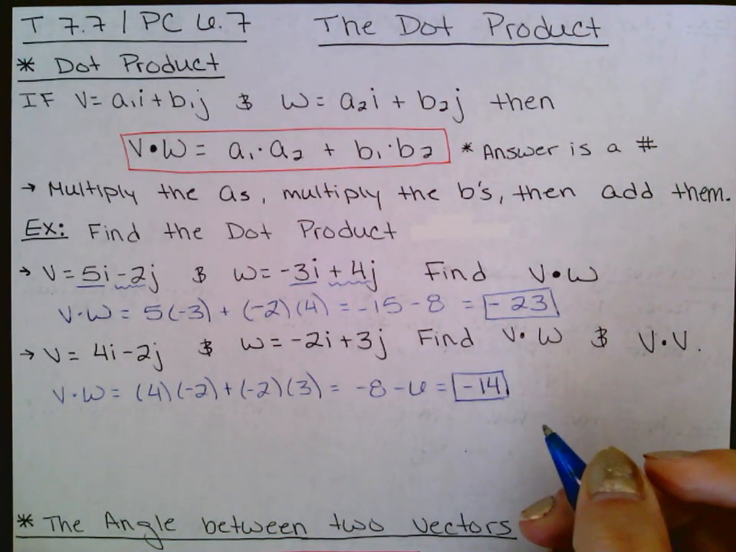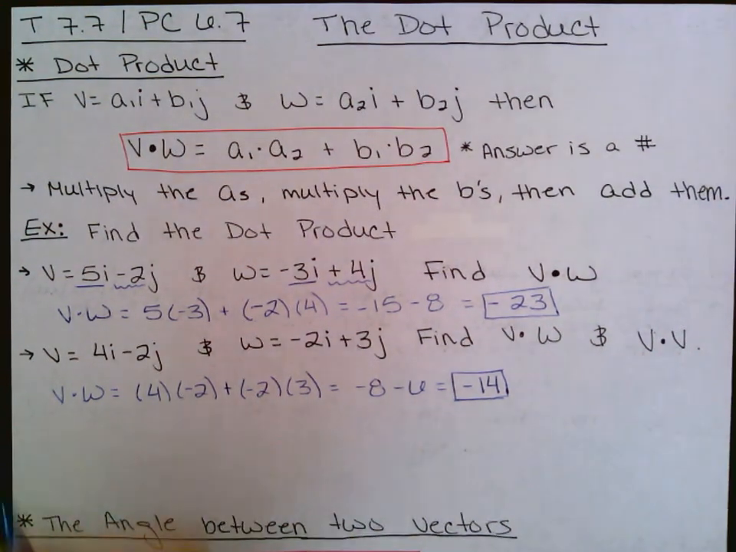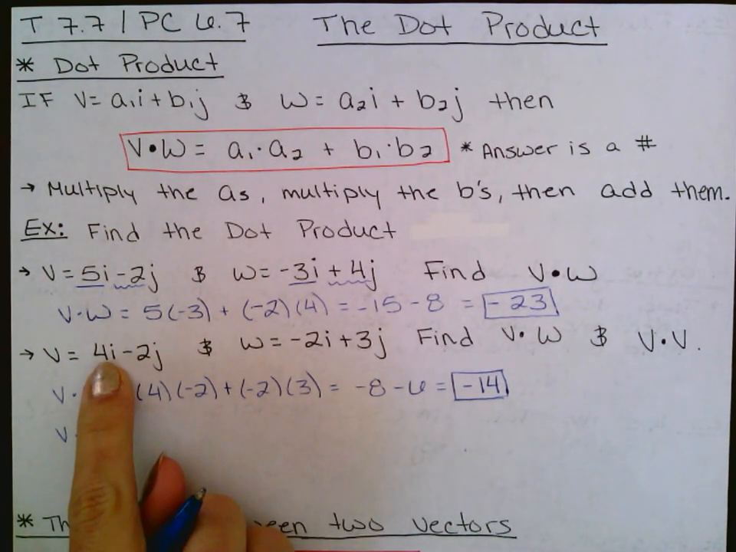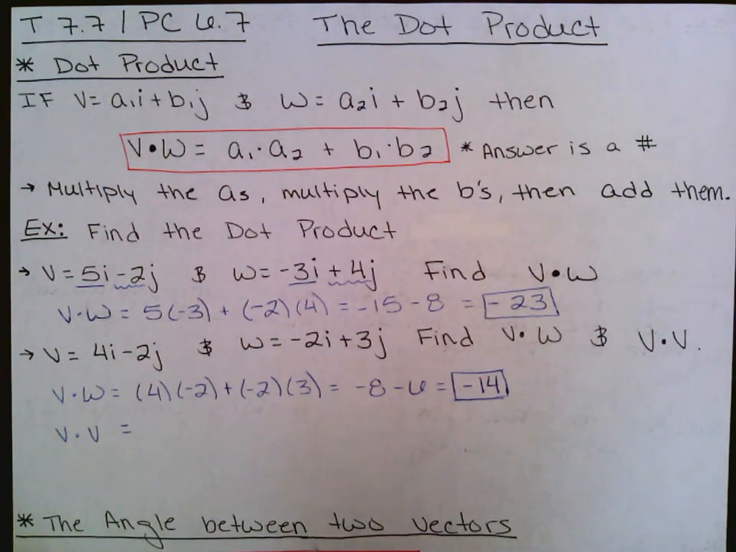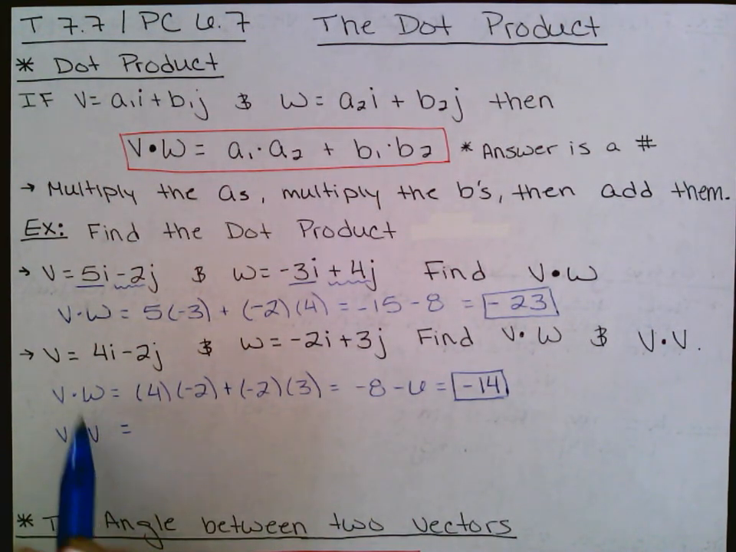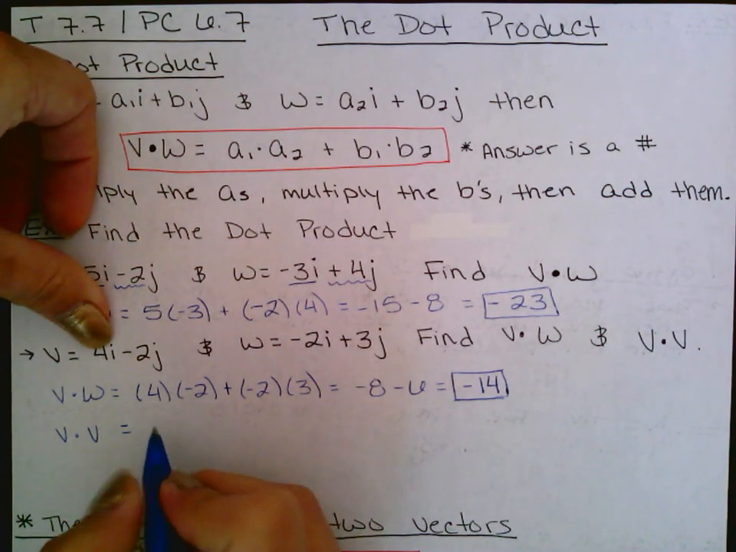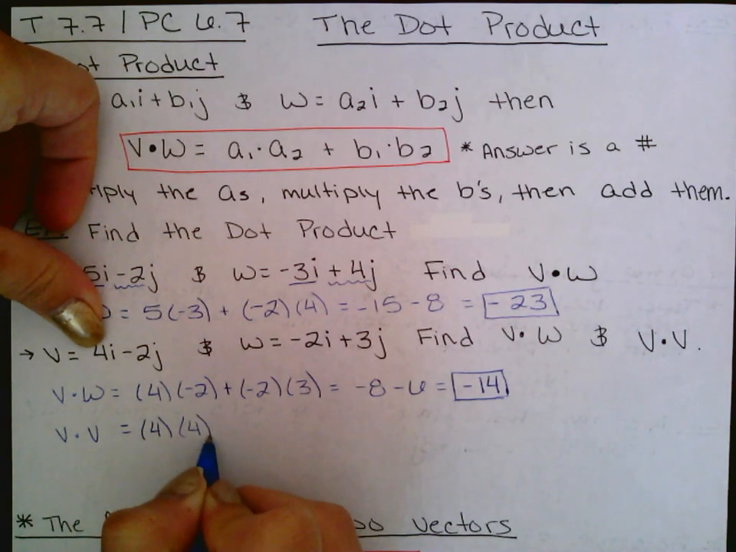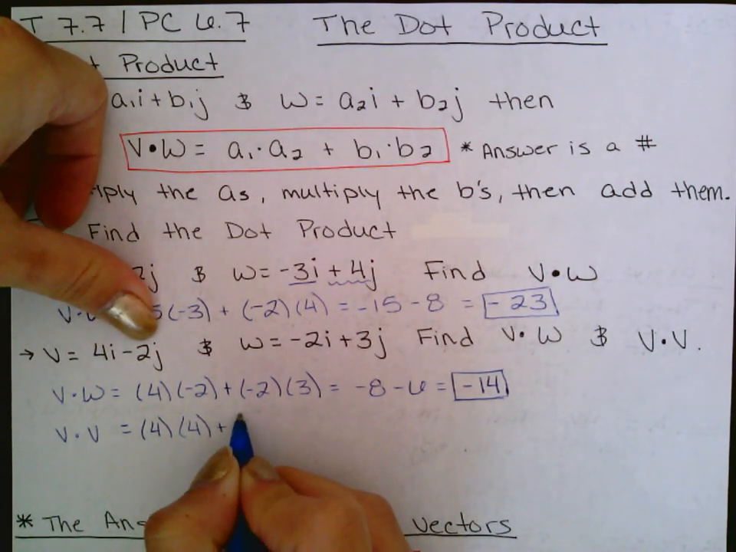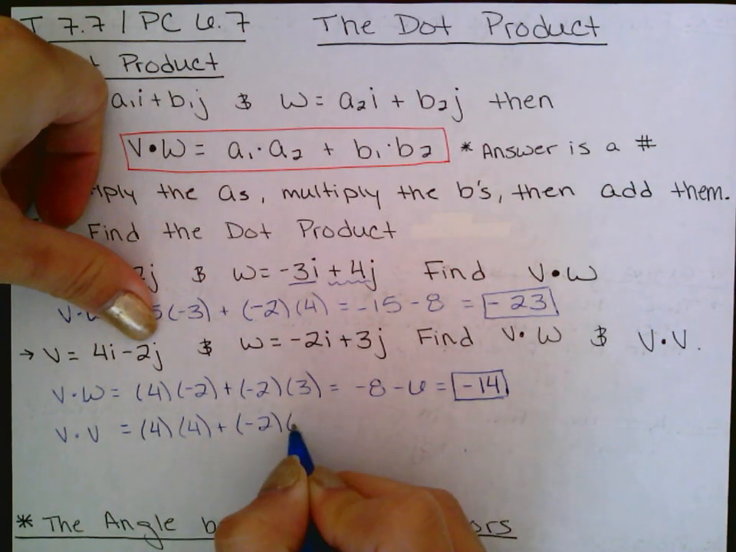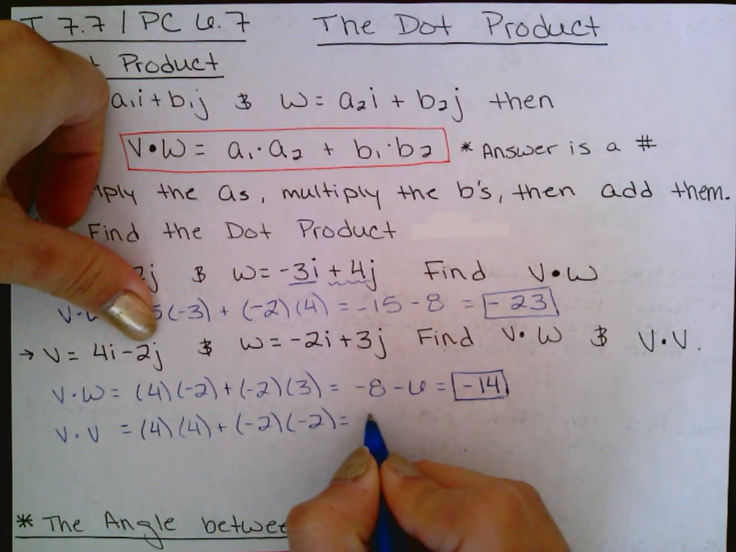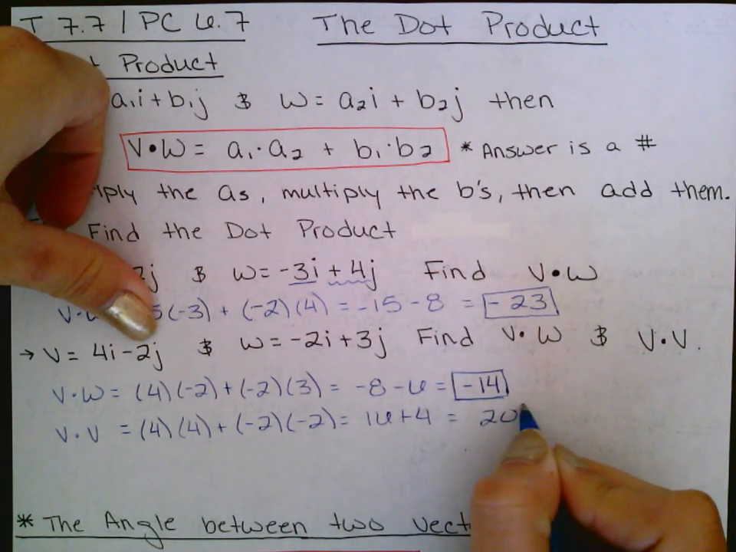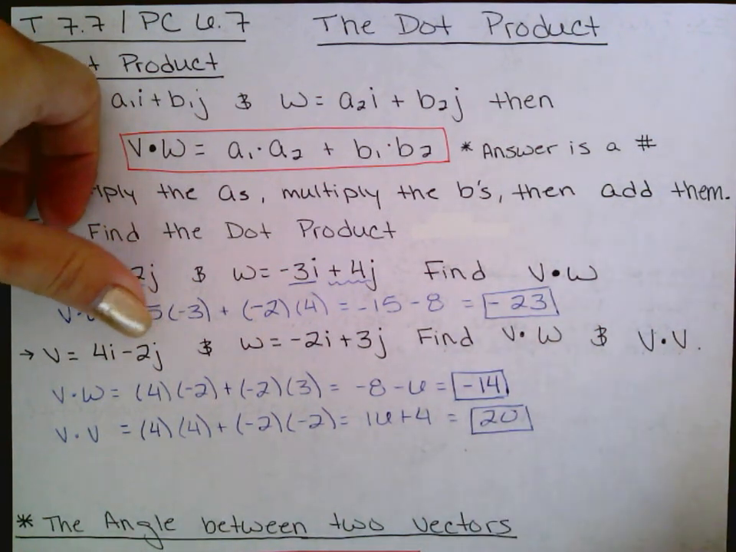Okay, and let's do the second one, v dot v. So pretend like you had written this vector v twice. Okay, I'm going to take the two numbers in front of the i, which when I'm doing the dot product to itself, it has the same number. So if I would have written v twice, the number in front of the first i would have been 4, and the second one would have also been 4. Okay. And then the two numbers in front of the j, if I would have written this twice, would have both been negative 2. And then I end up with 16 plus 4, which gives me 20. And that is dot product.